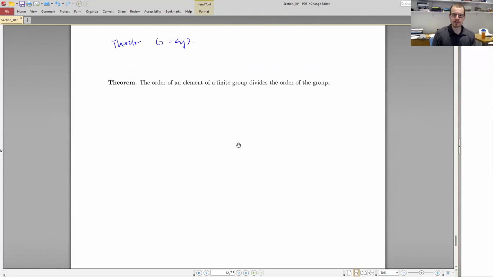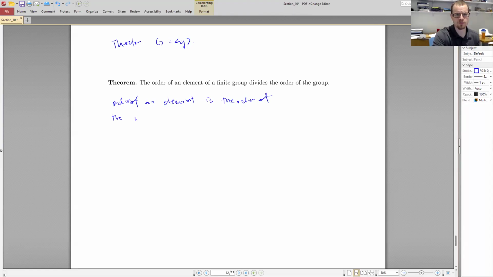The order of an element of a finite group divides the order of the group. Well, this seems very trivial. So the order of an element divides the order of the group, and this is merely recognizing a definition here. The order of an element is the order of the subgroup generated by that element.